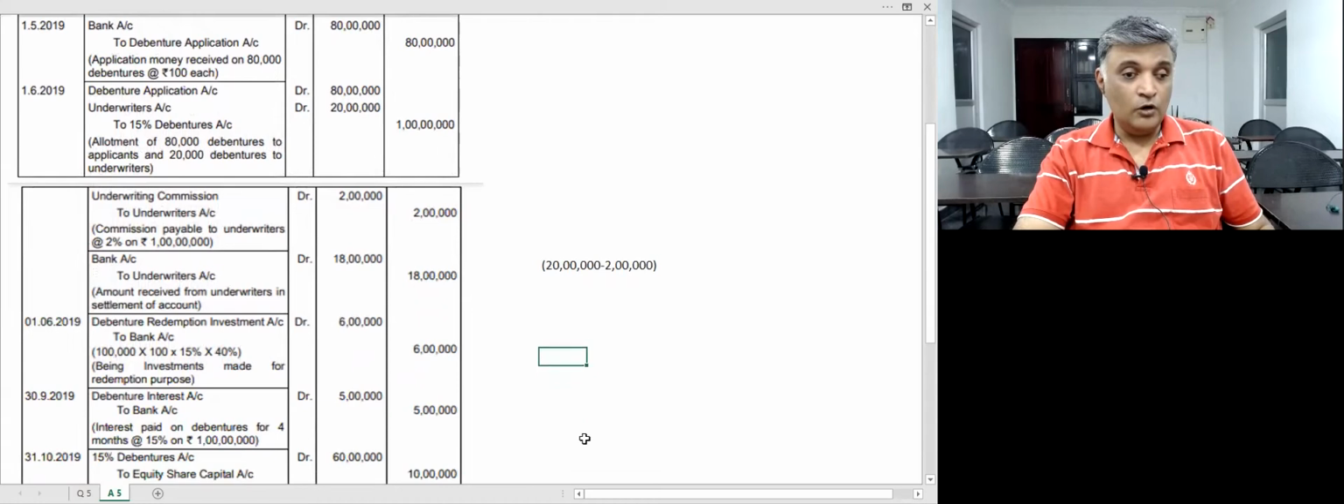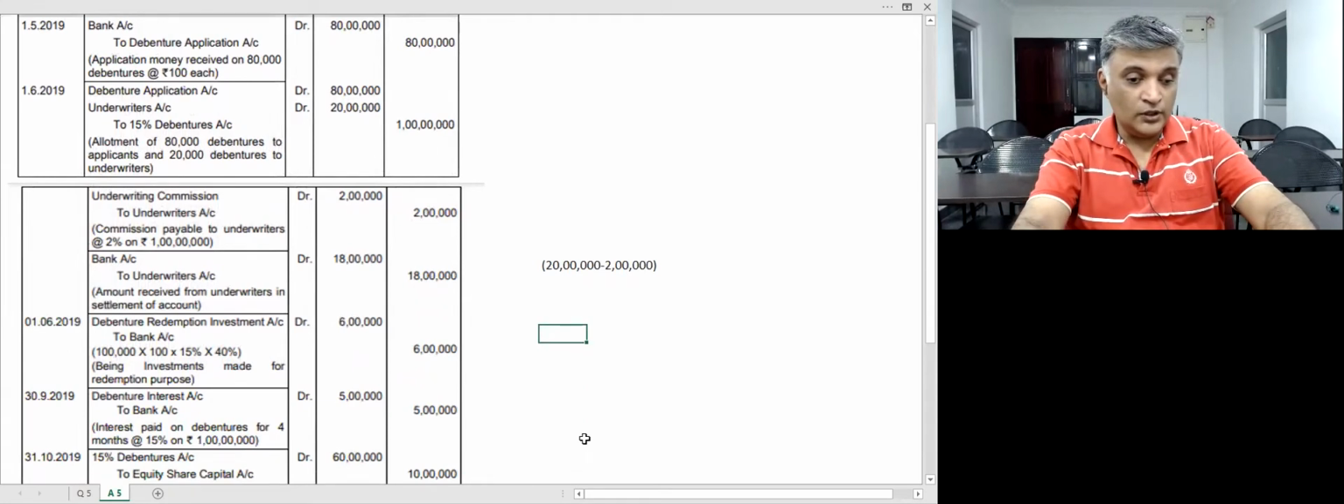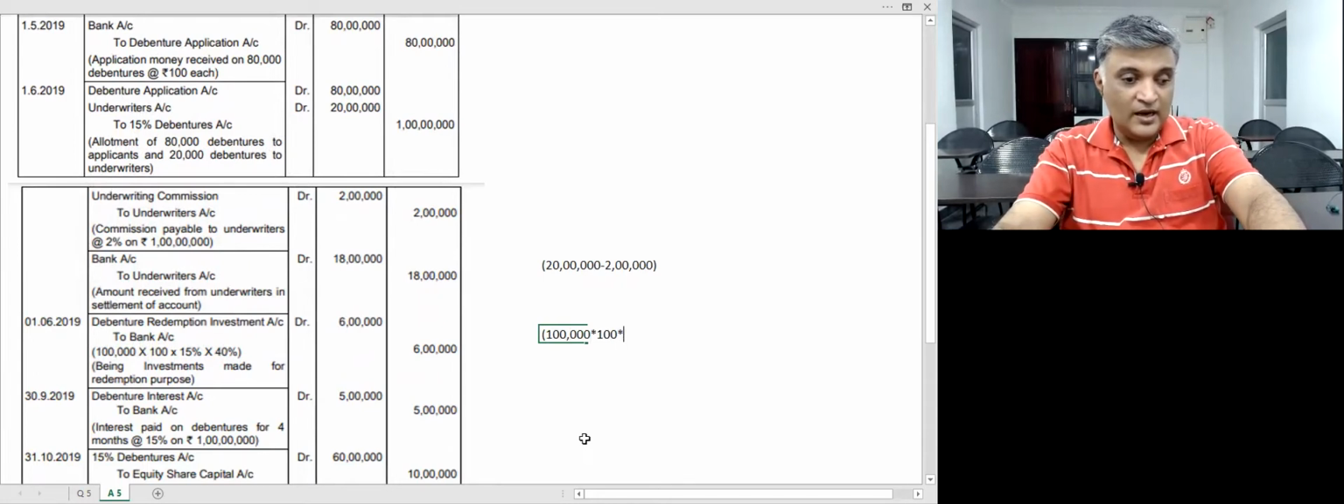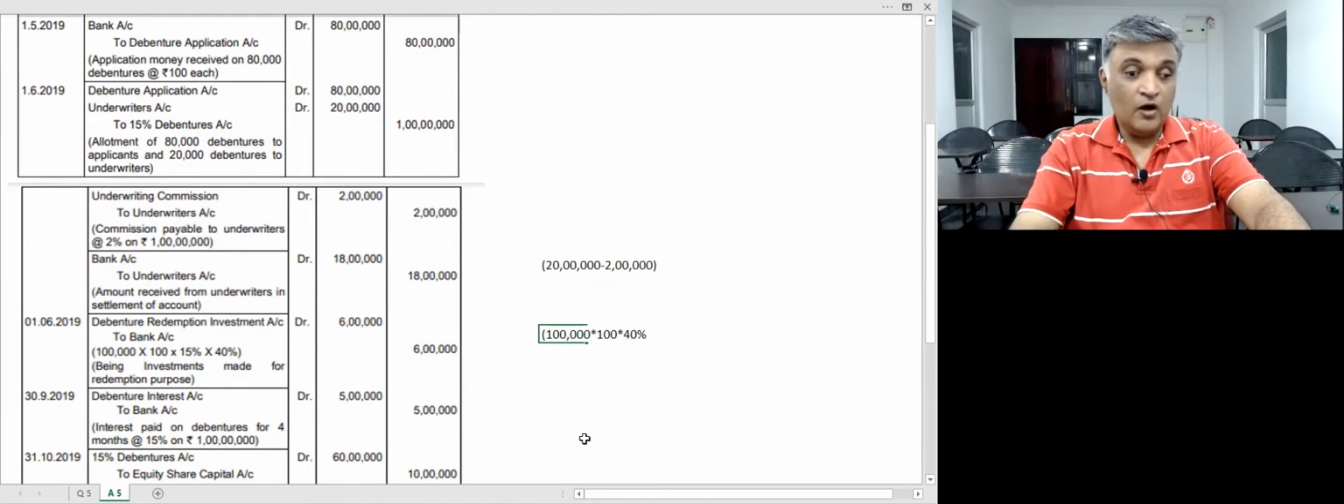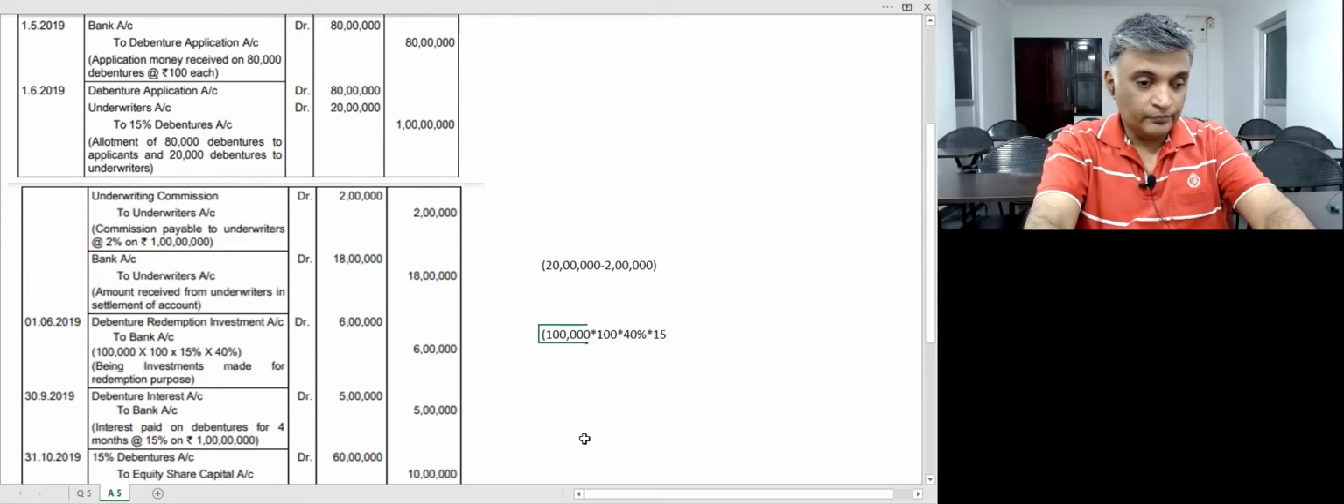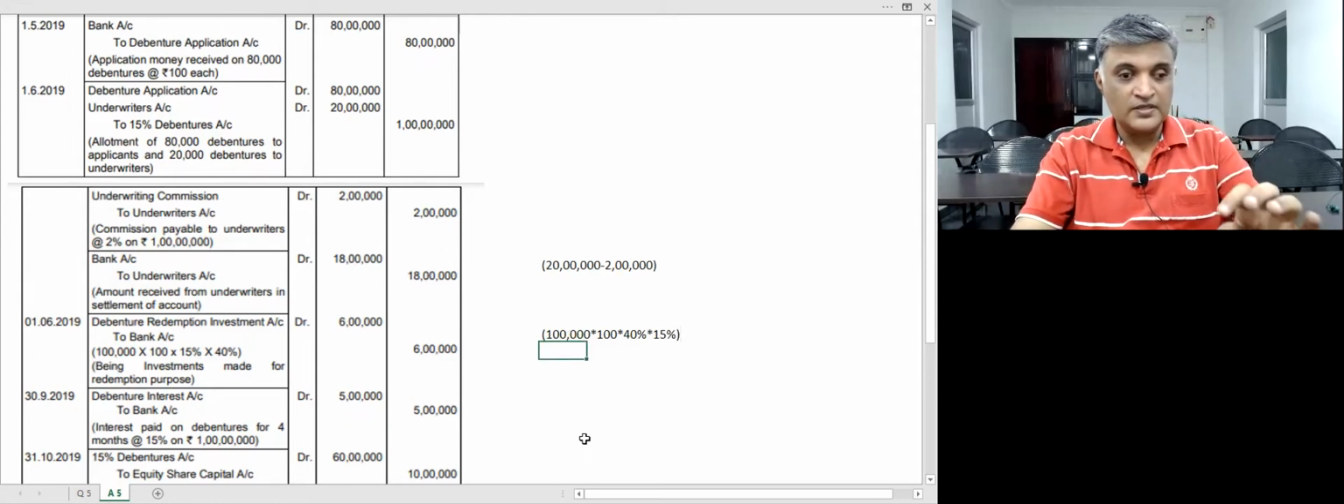So how do we calculate this? So what is the total number of debentures? 100,000, 1 lakh debentures. Perfect. Face value is 100, correct? But 60% we are going to actually convert, which means balance 40%. What is 40%, how much is that? Of that, 15% we are going to calculate. We need to make an investment for 15%.